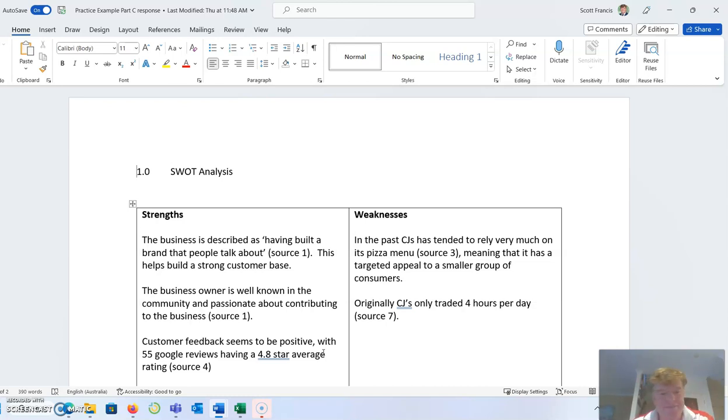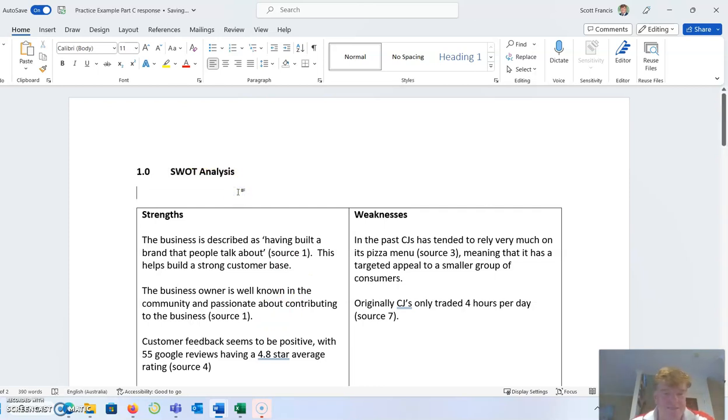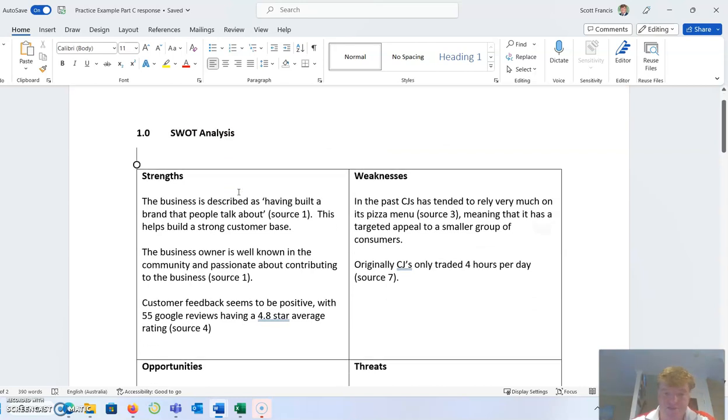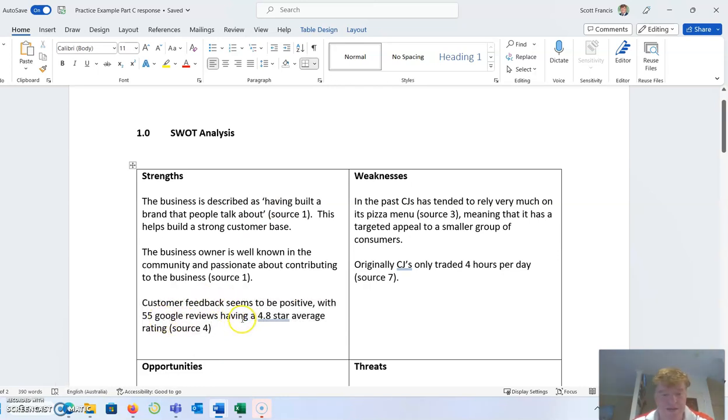You can see, to label it and make it part of a report extract, I've made that bold just quietly. 1.1 is the analysis tool, the SWOT analysis. So the strengths are, let's have a look at how we've done this. The business is talked about as having built a brand that people talk about. This helps support a strong customer base. Link to source one. Not too bad. That's more business information, how it's described. Customer feedback: here we've got some data included. Google reviews, there were 55 of them with a 4-star average. So you have a positive leaning towards the customer base.